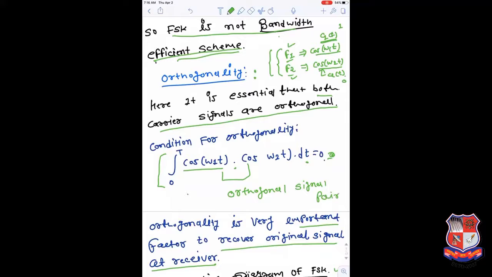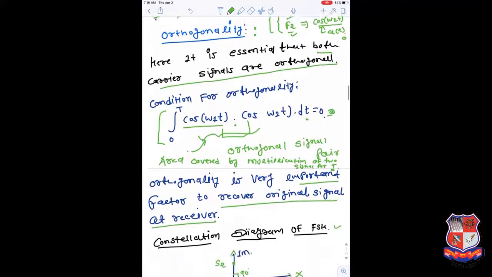You take the dot product of the signal for one cycle, all the points for one cycle, or in other words, it can be represented as the area covered by the multiplication of two signals. Multiplication of two signals for how much duration? For time period T. And if it would be 0, then the signal is considered as orthogonal.